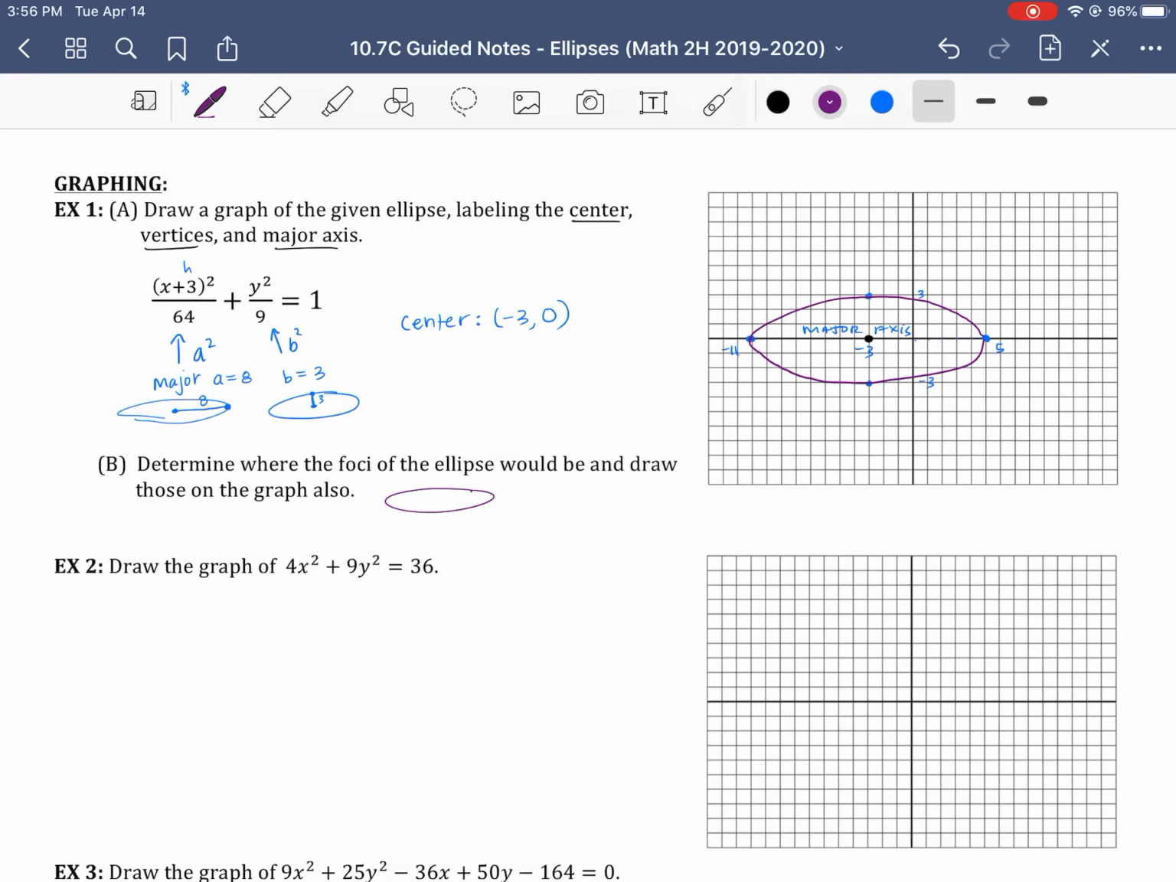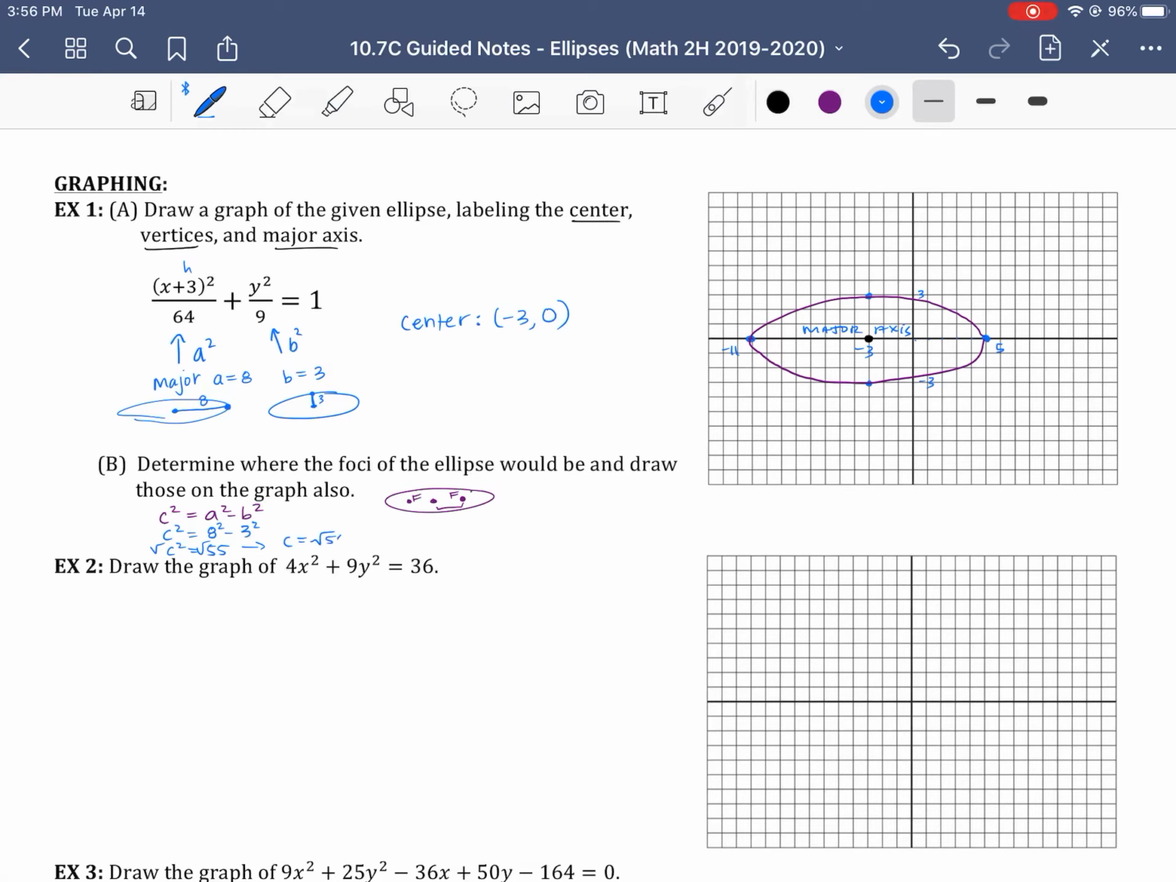The second part says determine where the foci of the ellipse would be and draw those in also. Now remember, the foci is the distance, I'm going to draw a little picture, from the center to the foci here and here. So really what you need to do is you need to find that c value, and we'll do this more in video 3. But just as kind of an example, to find that c value, you would do c squared is equal to the a squared minus b squared. So you use what you know, and we know a and b. So to find the c value, I would take my a squared, so that's like 8 squared, minus my b squared. So 8 squared is 64 minus 9, that would be 55 if I simplify that.